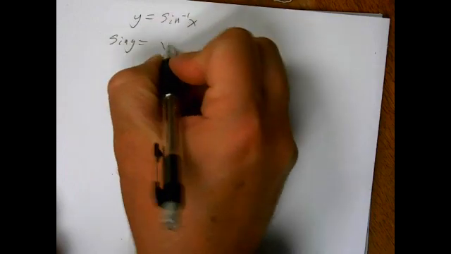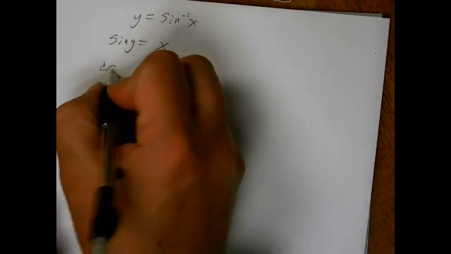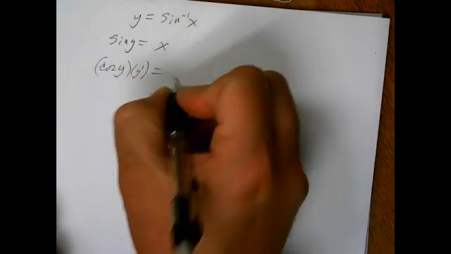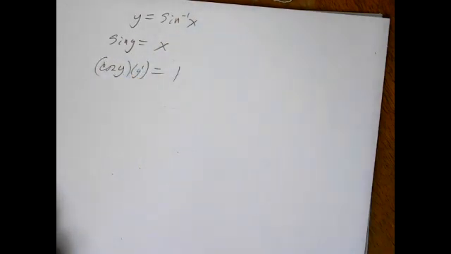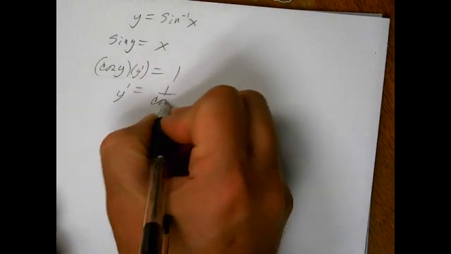I would take the sine of both sides of this equation, and I would get sine of y equals x, and it is from there that I would take the derivative. Derivative of sine would be cosine of y times y prime equals 1. Derivative of x is 1. And y prime would be equal to 1 over cosine of y.